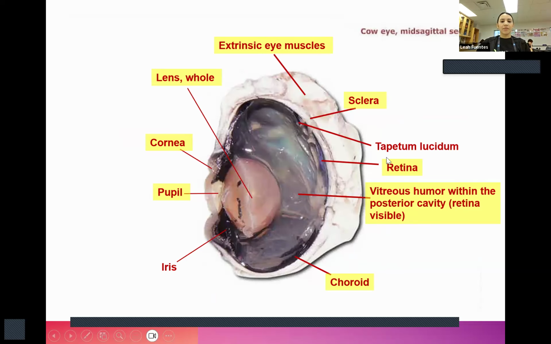Here again, the sclera. We have the retina deep in here, the pupil, cornea, and then the entire lens. Specifically, if they're going to ask you something from one of the dissected specimens, it's going to be really obvious what they're asking for, just because it is a little bit harder to identify some of the structures on a dissected model.